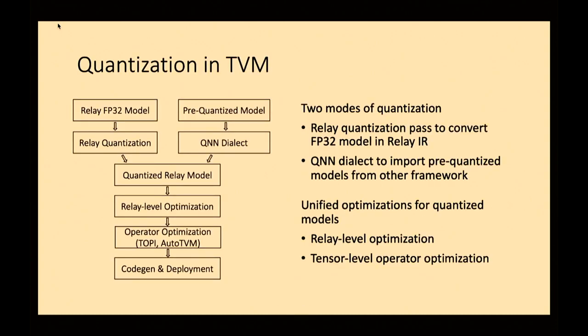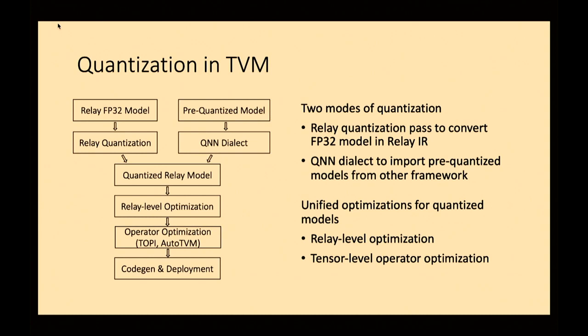And this is an overview of quantization in TVM. We have two quantization modes. The first one is the automatic quantization pass in Relay, which quantizes an existing floating point model. It modifies the model, inserts new operations, and performs calibration to find the best parameters and produce a quantized model in Relay. The other one is the QNN dialect, which allows us to import quantized models from other deep learning frameworks into Relay. So both approaches produce a quantized model in Relay, and then we have a unified optimization for quantized models.